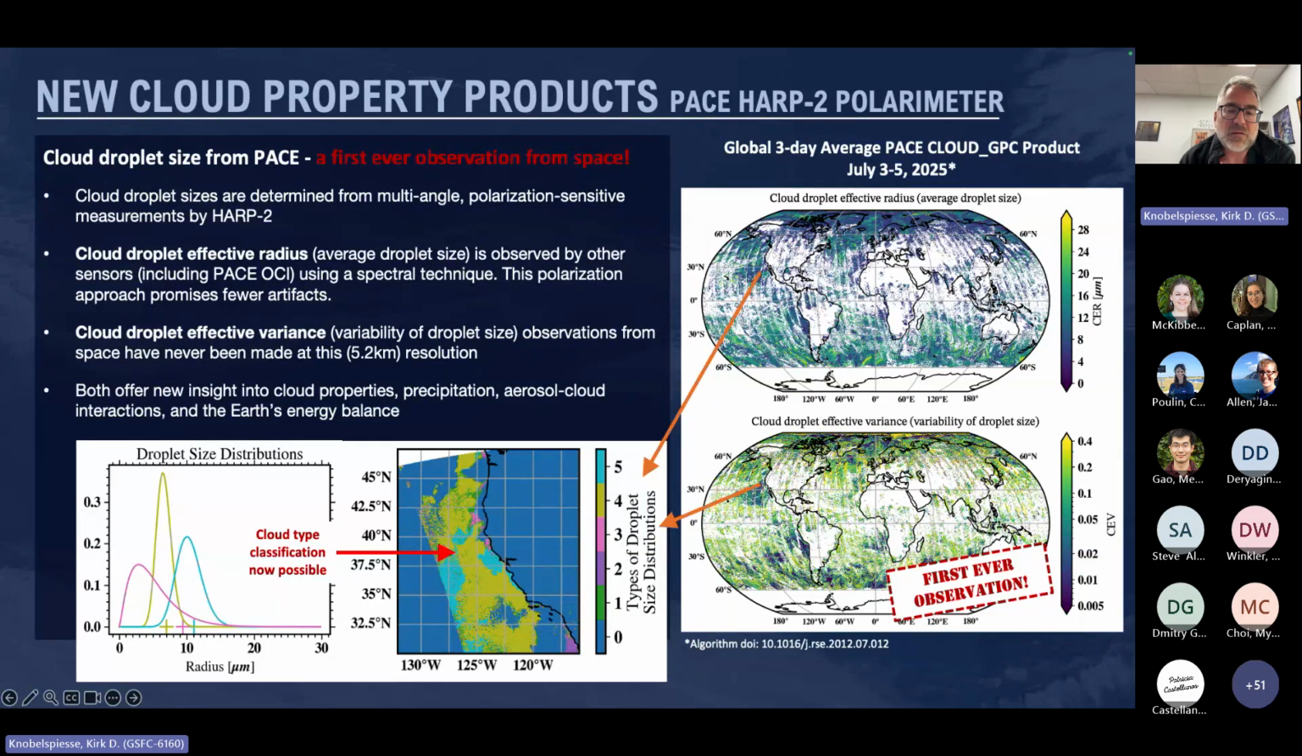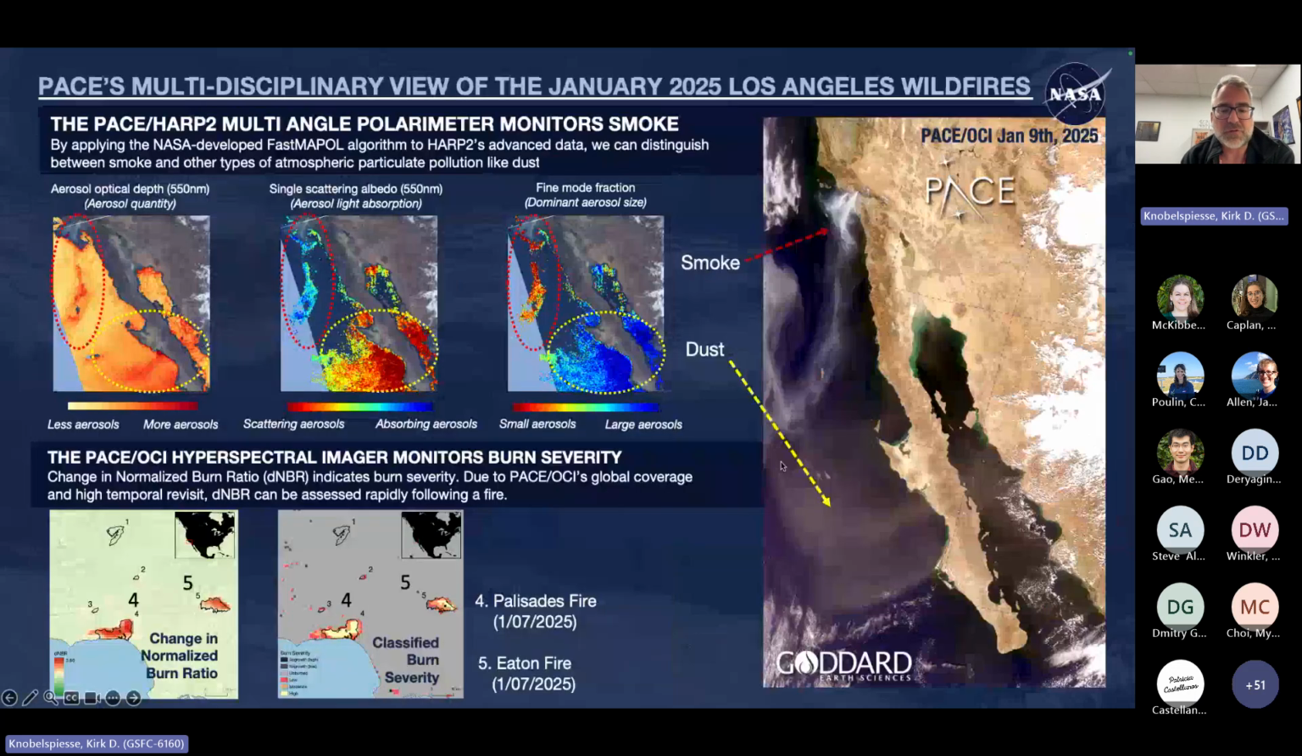And this second piece of information, effective variance, is something that we didn't have at this spatial resolution before PACE. The only equivalent was on the order of 250 kilometer spatial resolution. Now we're down to about 5. So this is a first ever, and we're really excited about exploring this data set and seeing what we can learn from it. And finally, this is the last one I'll show.